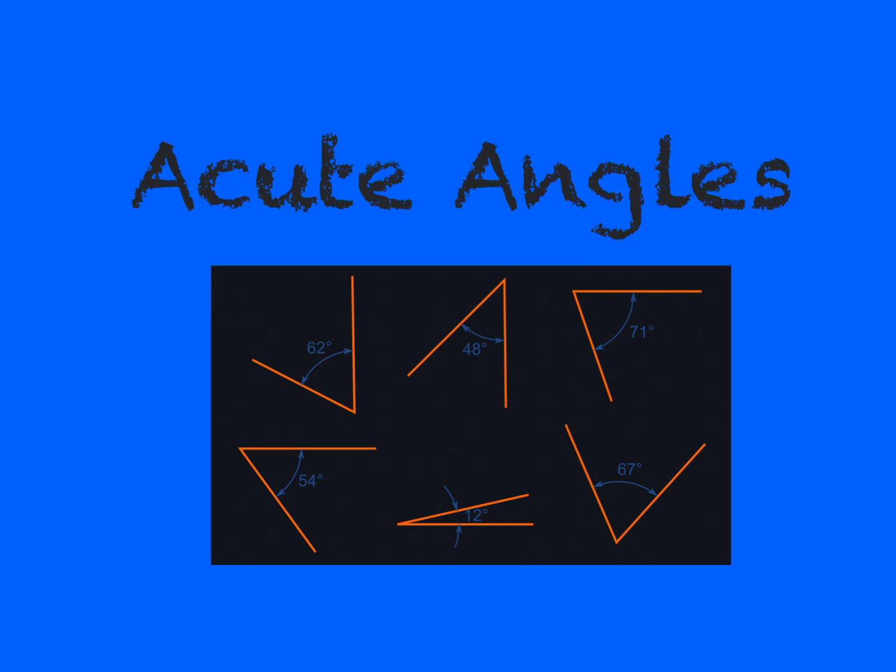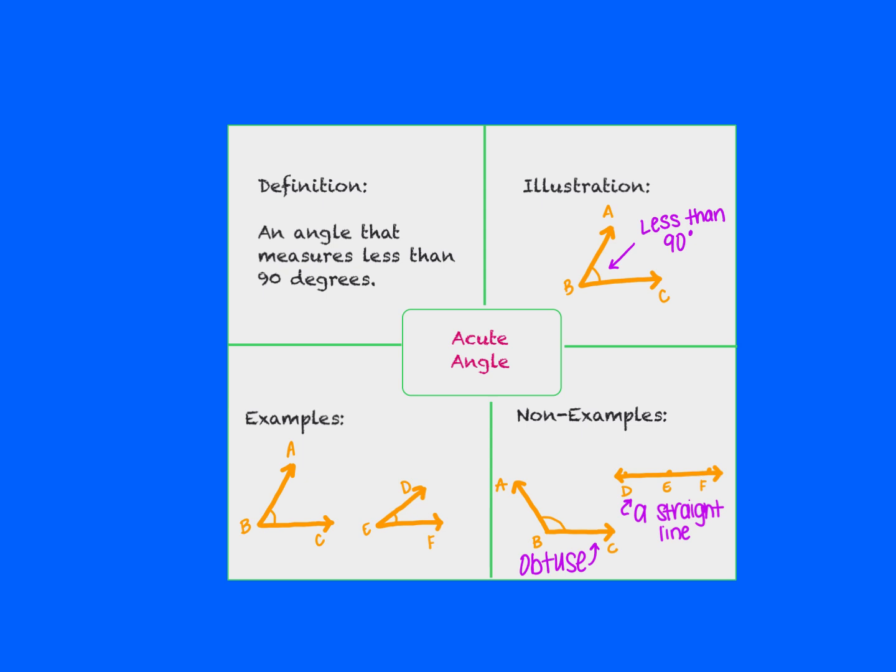The Chapter 10 vocabulary word that I chose is acute angles. The definition of an acute angle is an angle that measures less than 90 degrees. This illustration here shows that this angle is less than 90 degrees because 90 degrees would be a right angle, making this line go all the way up.